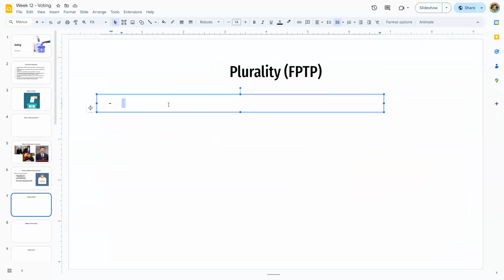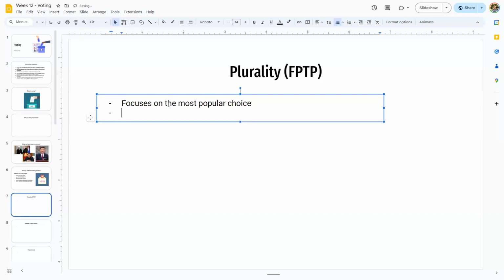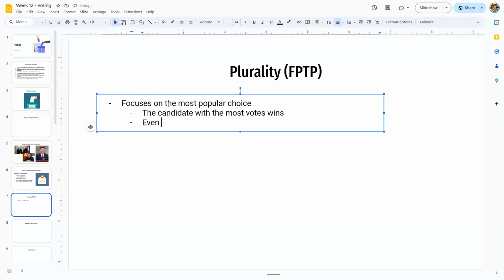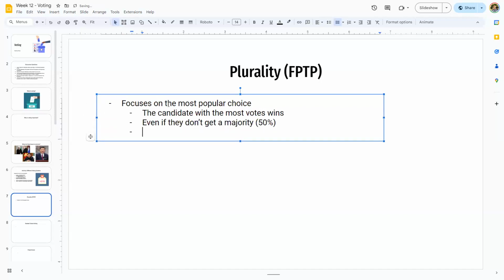Okay, so it's basically a voting system that focuses on the most popular. So it's basically like a popularity contest. One example is that everyone votes for their favorite candidate, and then the candidate with the most votes wins, even if they don't get more than half of the votes. So it's not a majority voting system.